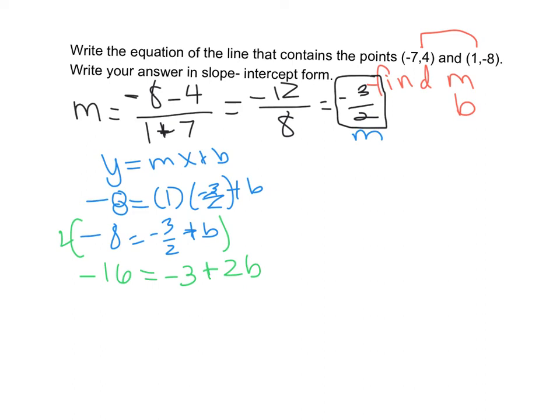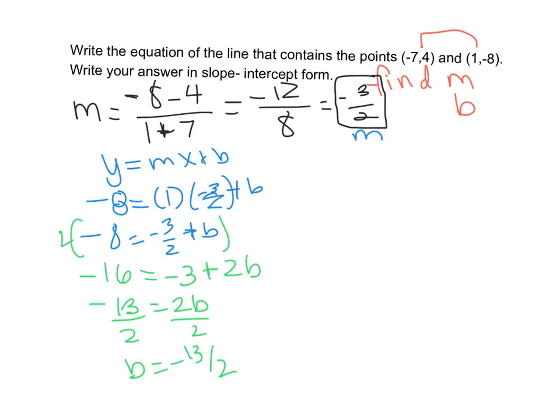All right, now I'm just going to add the 3 to the other side, which is going to give me negative 13 is equal to 2b. And then I'm going to divide by 2, so b is negative 13 halves. The other thing I could have done is add 3 halves to negative 8, and that would have gotten me to this answer immediately, also getting a common denominator. If you want to do it the other way, it might be a little quicker.